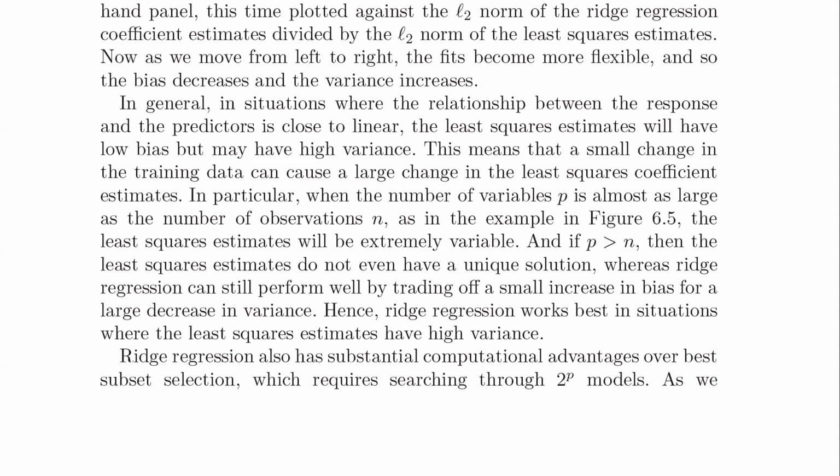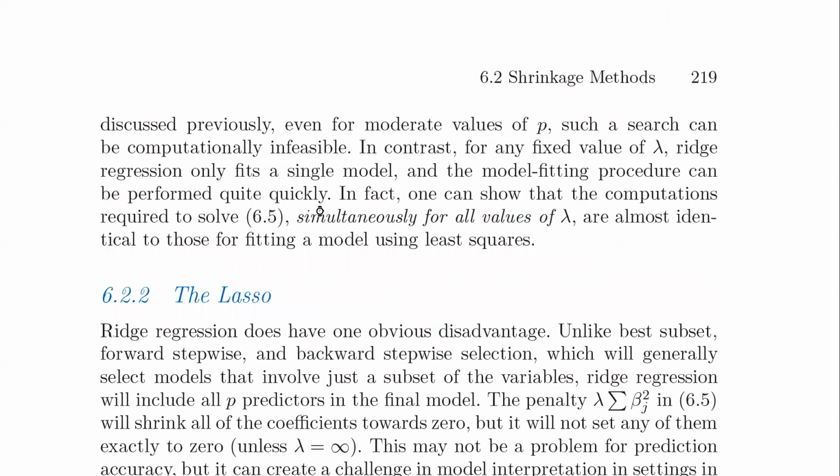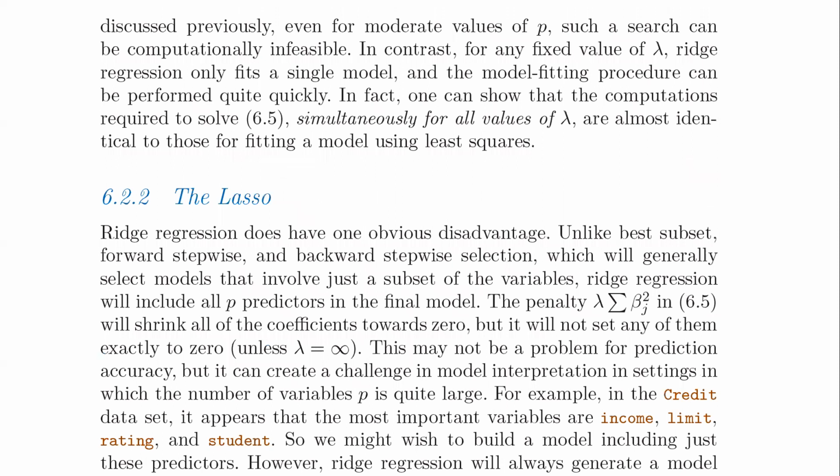Let me continue reading. Ridge regression also has substantial computational advantages over best subset selection. Do you remember best subset selection? It's where, like Pascal's triangle, you look at literally every combination of predictors, using some of them and leaving others out, searching through 2 to the p models. As we discussed previously, even for moderate values of p, such a search can be computationally infeasible. In contrast, for any fixed value of lambda, ridge regression only fits a single model, and the model fitting procedure can be performed quite quickly. In fact, one can show that the computations required to solve 6.5 simultaneously for all values of lambda are almost identical to those for fitting a model using least squares.